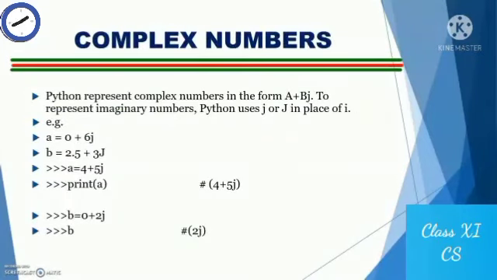Complex numbers in Python are represented in the form a + bj. To represent the imaginary part, Python uses j or capital J in place of i. You can see in this example 0 + 6j, b = 2.5 + 3j, etc. These are all examples of complex numbers.